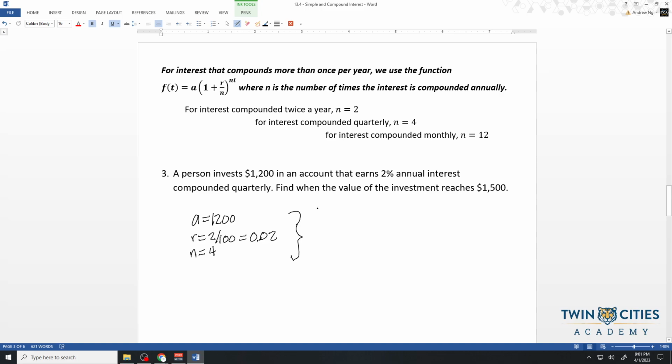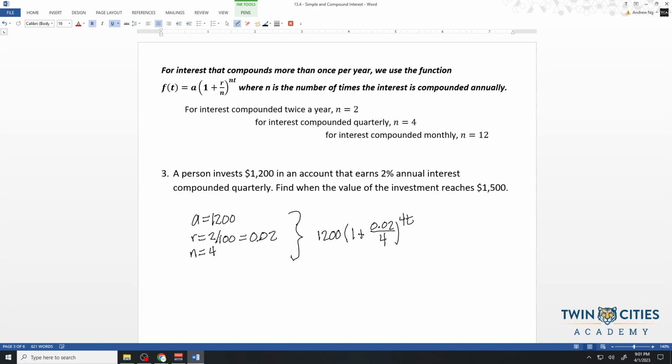Let's put this all together, and I will get 1,200 parentheses 1 plus R over N. So that's going to be 0.02 over 4. And this is to the N times T. So this will be 4T. Or when we go to graph, this will be 4X.